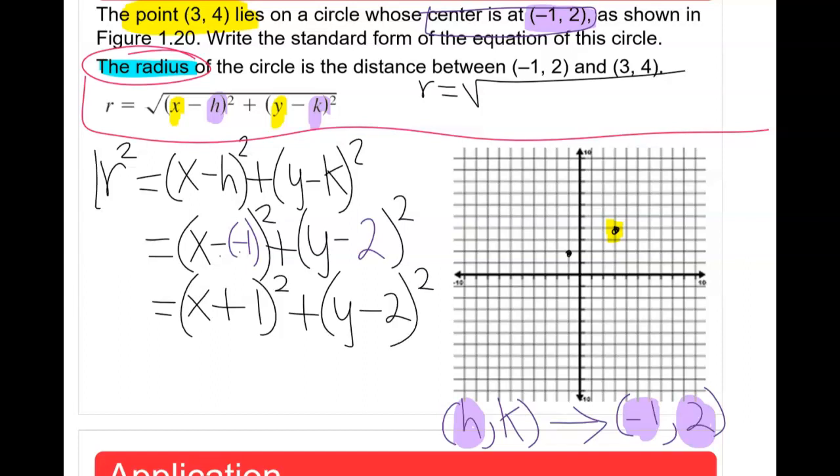Now we still have to find the radius, and that's why we're using the distance formula. So if we substitute x with 3, and then h with the -1, and then we have to square that, and then we have a plus, so we substitute y from here, that's a 4, and then we have a minus k, which is a 2, and then we have to square that.